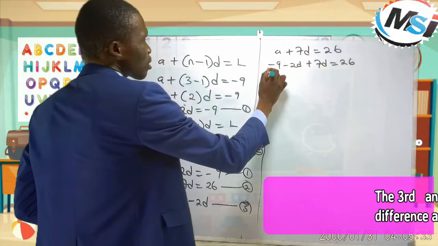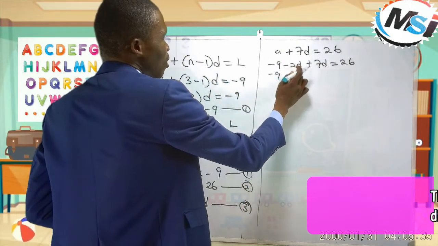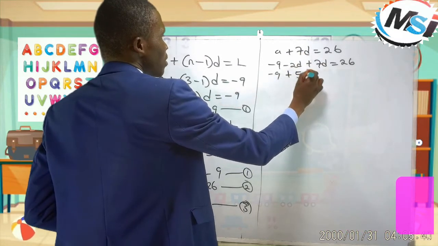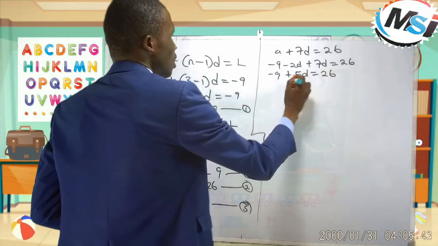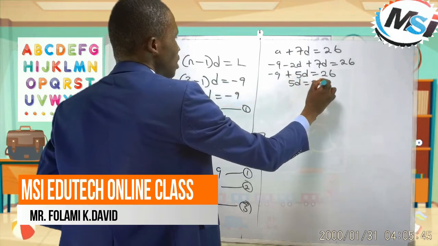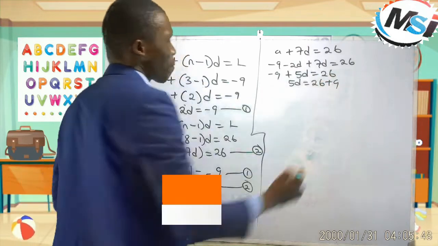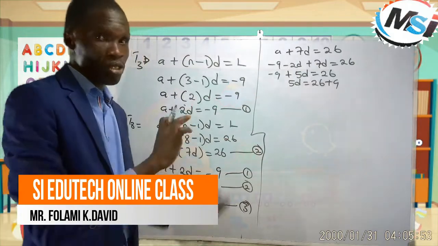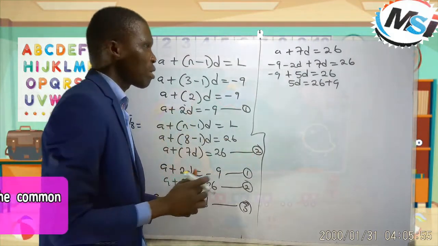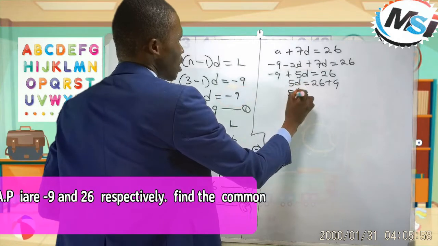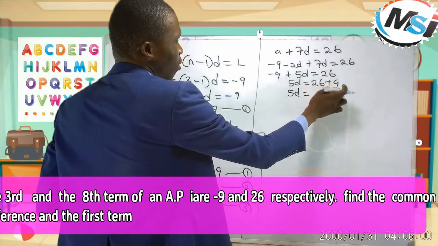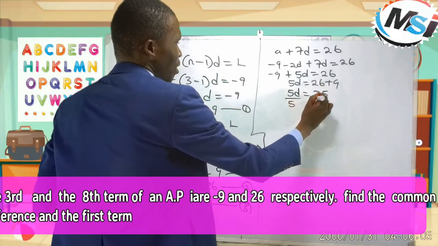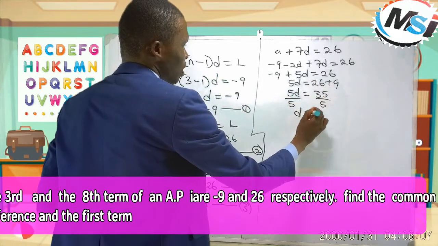So this will give us -9, -2D plus 7D will give us plus 5D equals 26. So 5D will give us 26 plus 9, because there is minus here. When it crosses to this side, it turns to plus 9, and that is what we call collecting like terms. So let's add this. 5D equals 35. Divide this by 5. Divide this by 5. So D will give us 7.